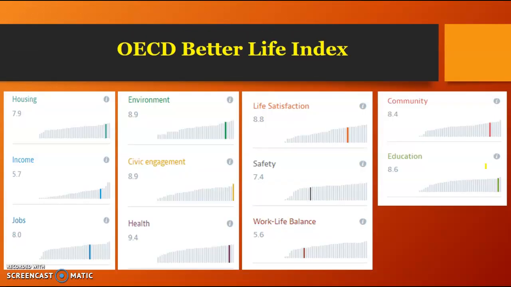So, for example, for Australia, they look at how we track across these 11 different dimensions. So you can see for housing, Australia gets a 7.9, which means that it's all about housing affordability and the quality of housing. Income of 5.7, jobs is an 8, which is quite strong. Health is quite strong, measured by life expectancies. Safety is a bit lower. Work-life balance would come from surveys, so this would be perhaps more subjective data, but looking at whether people feel they have a good work-life balance. Education would come from how we go on the PISA standards, literacy and numeracy rates, and then a range of other dimensions as well. So that's the OECD Better Life Index.